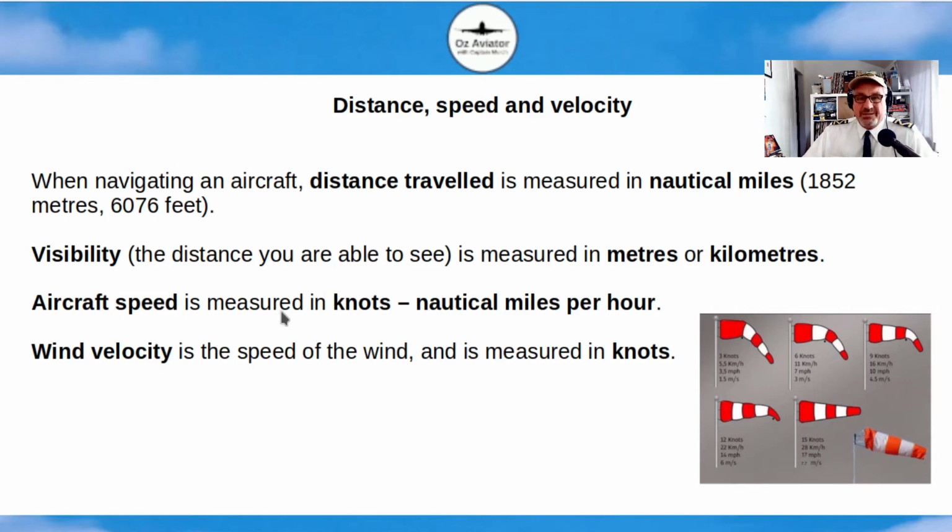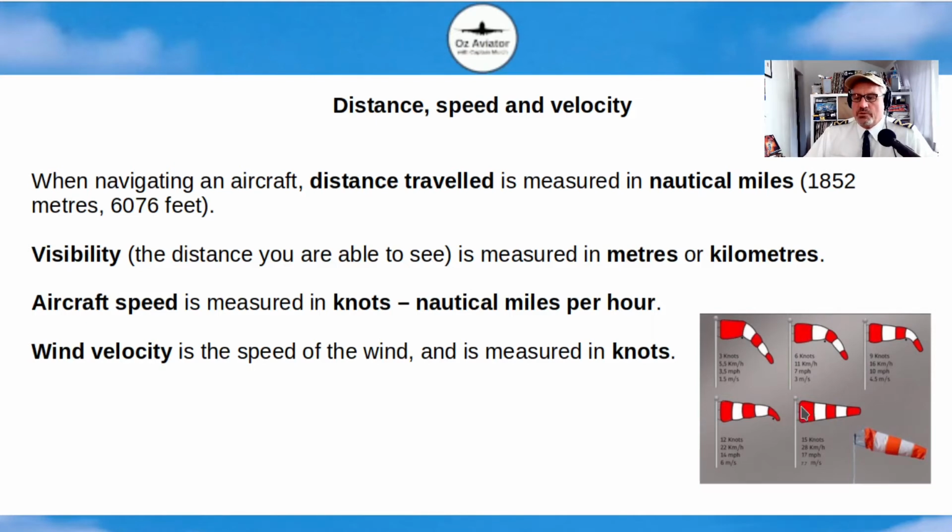The aircraft speed is measured in knots, which is nautical miles per hour. Do some research about that online, why it's called knots, but it's an old standard. And wind velocity, which is the speed of the wind, is measured in knots. And what I've got here is a diagram showing a windsock at an airport. Windsocks are what they call standard 15-knot windsocks.